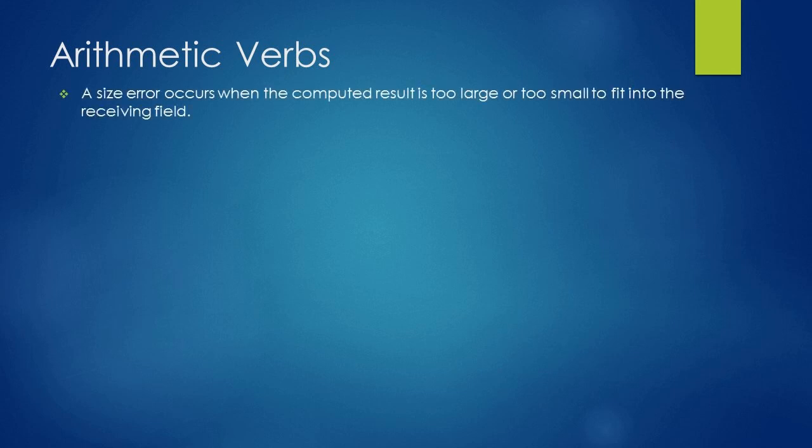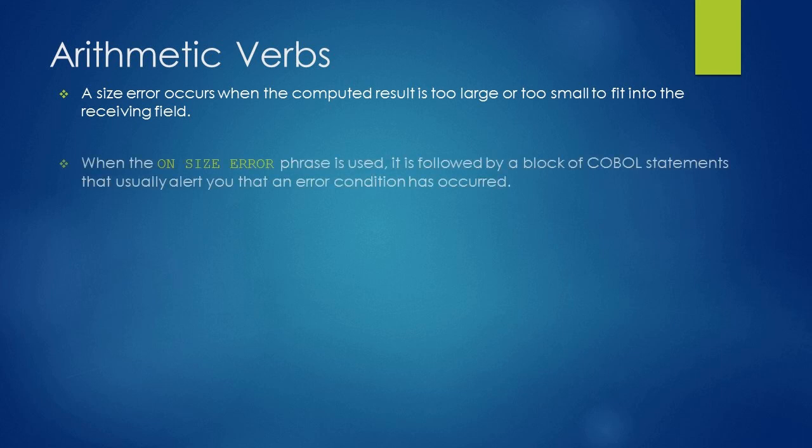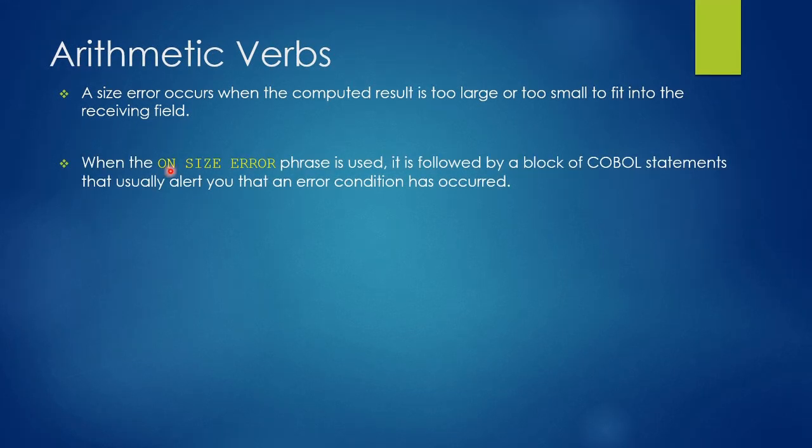Behind the scenes, a size error occurs when the computed result is too large or too small to fit into the receiving field. And we can catch that size error using the ON SIZE ERROR phrase. ON SIZE ERROR phrase is followed by a block of COBOL statements that usually alert you that an error condition has occurred. If you are not using the ON SIZE ERROR phrase, then truncation will happen by default.